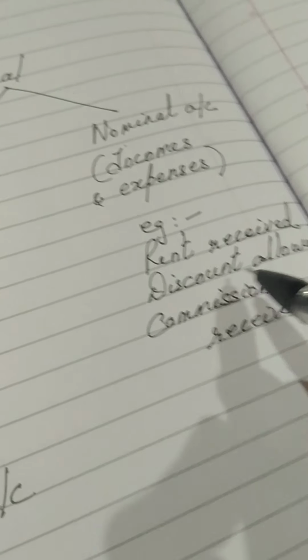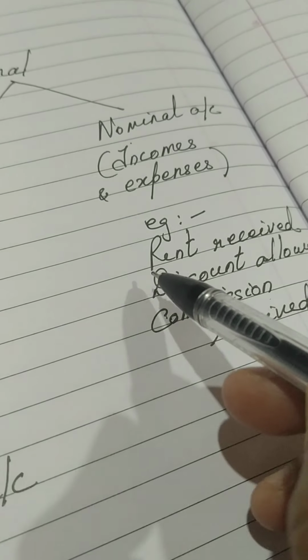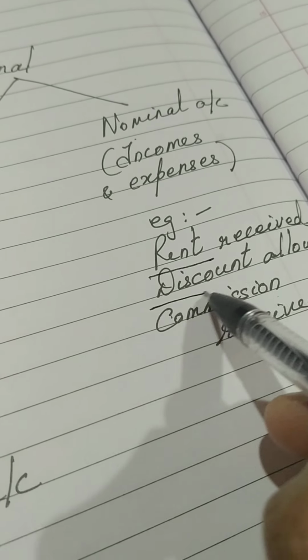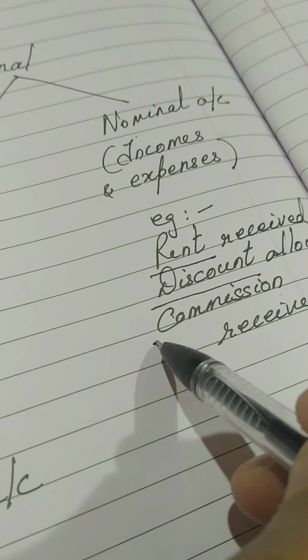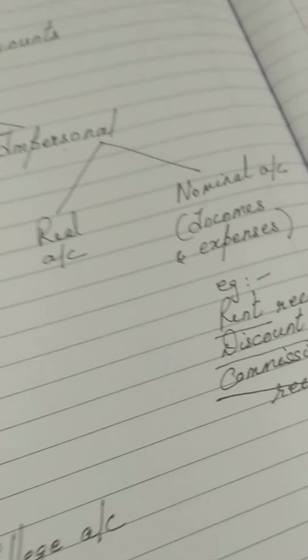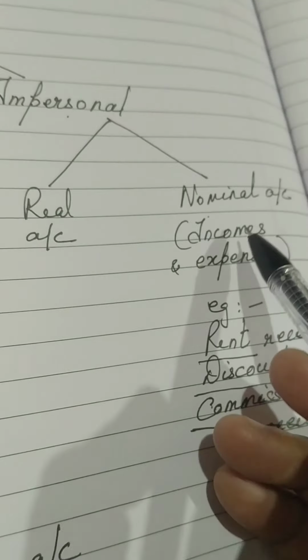But in case the company is receiving a discount from any client, that will be income. So what I mean to say is, in nominal account you will have all these: discount, rent, commission, and many more you will be seeing in your further classes. So that was nominal account.